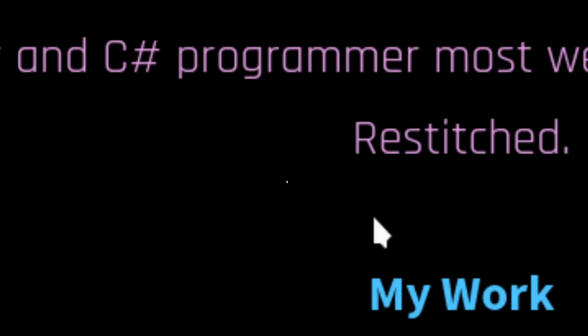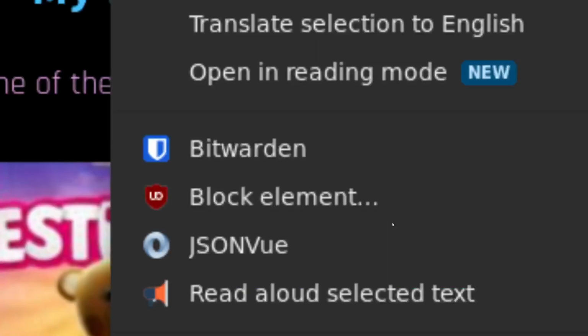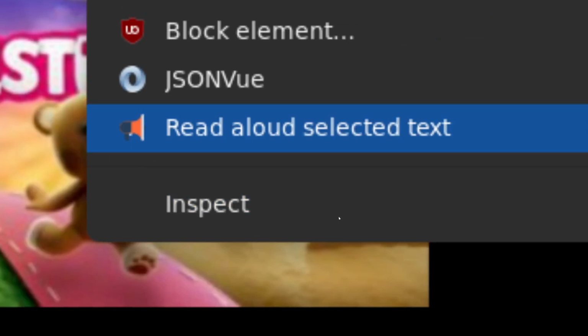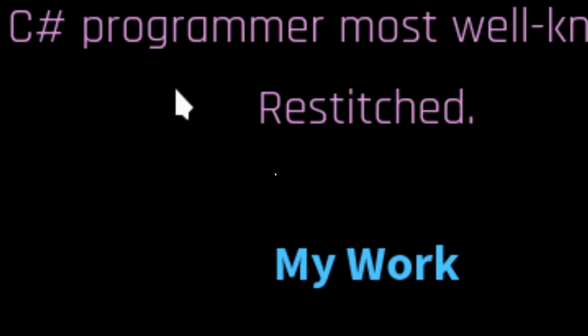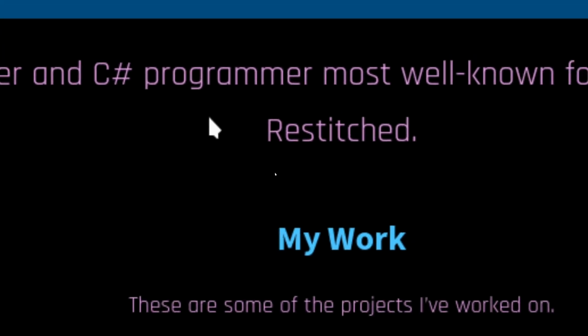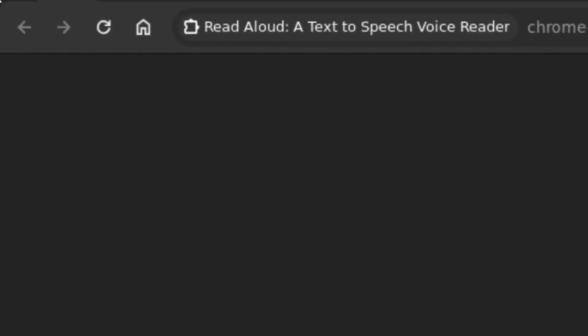It's using the same kind of API as if I go to my own website, double click on some text and hit this button here. This is a Chrome extension I have for reading the internet. I am a blind game developer and C# programmer, most well known for my work as lead programmer of Restitched. So yeah, that's who I am, and you heard the voice. It was an American, default kind of accent, and I can understand that. Now, luckily, I could understand the accent.